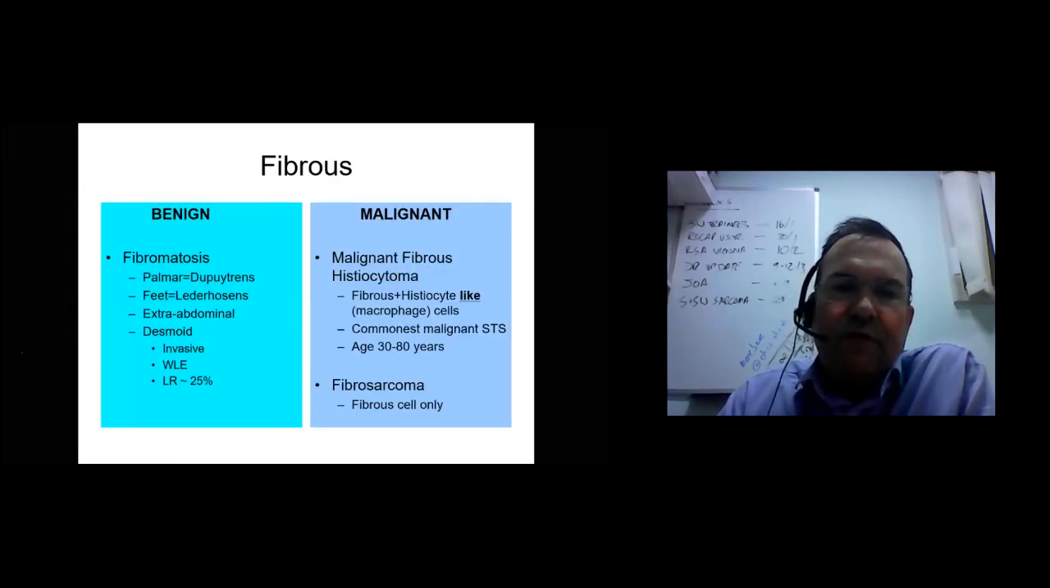So in terms of the fibrous tumors, we're going to divide those into the benign and the malignant. So benign aggressive, in fact, is fibromatosis, and that is often called Dupuytren's disease of the hand, Ledderhose disease of the foot, desmoid in nature. The malignant variation of these is malignant fibrous histiocytoma. This is the commonest malignant soft tissue sarcoma and can occur in any age between usually about 30 and 80 years of age. Let's have a look at some examples.